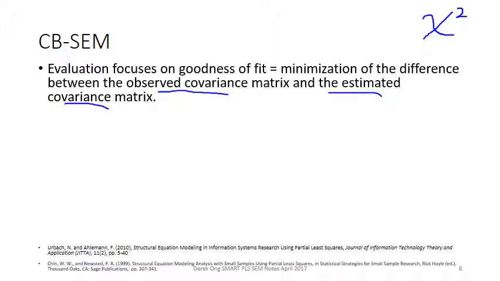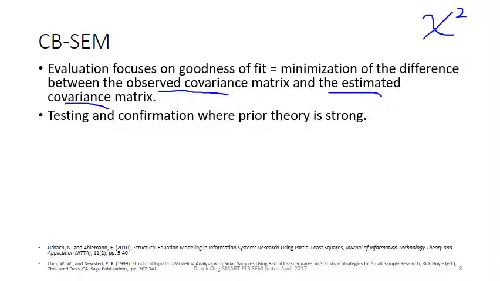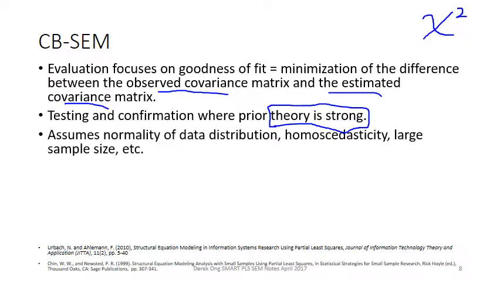And when we look at chi-square for CBSEM, it is always better to have a lower chi-square to make sure that the data fits your model. It is good if you're going to be testing and confirming where prior theory is strong. So if you already have a strong theory, then it is most appropriate for you to use CBSEM.